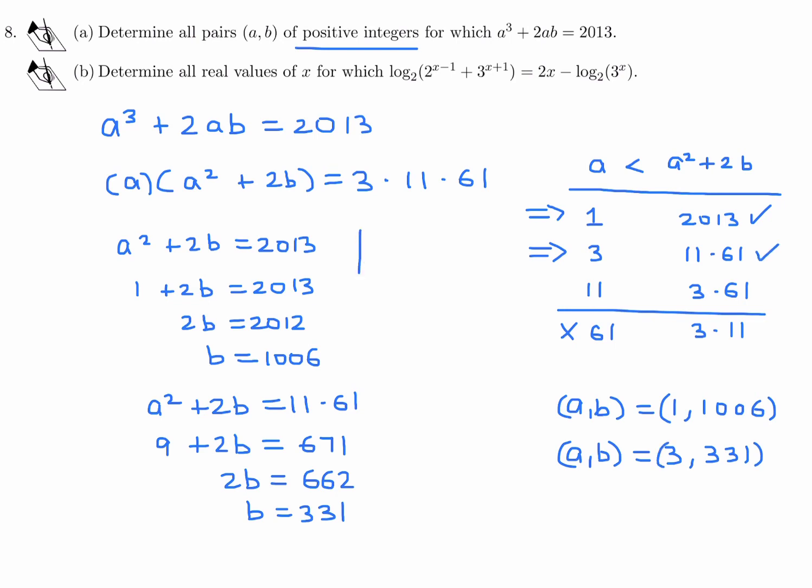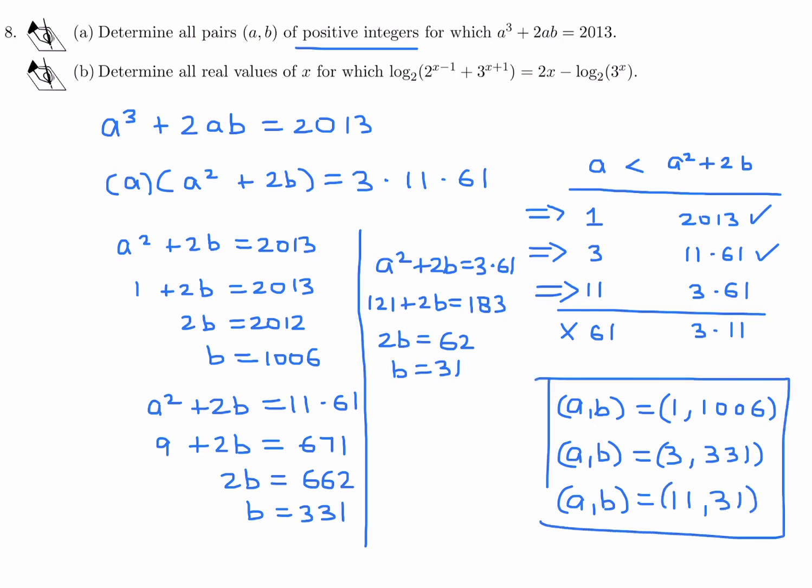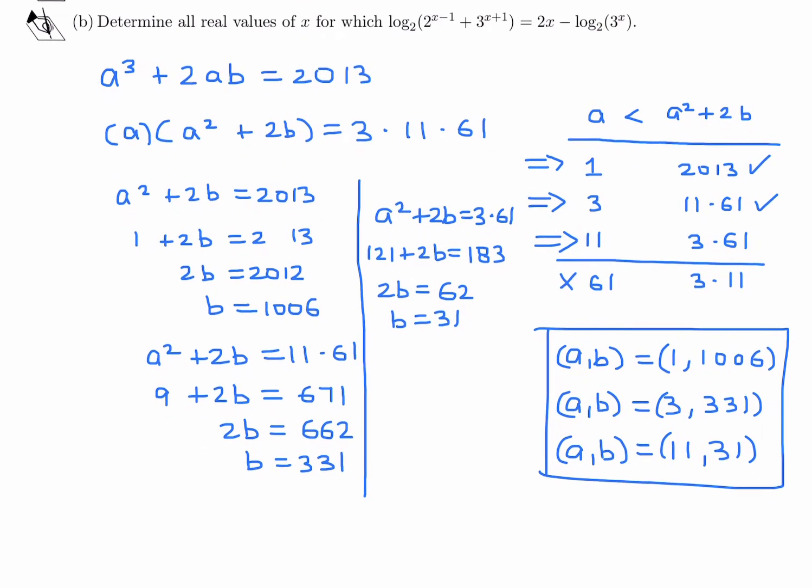Now let's check out the last one, which is this one right here. a^2 + 2b is equal to 3 times 61. Well, a is 11, so that means 121 + 2b is equal to 3 times 61, which is what, 183? So that means 2b is equal to 62, and therefore b is 31. So there we go. I've got the last one. (a, b) is (11, 31). So these are my ordered pairs, and those are the only ones. So there we go. That's the answer.